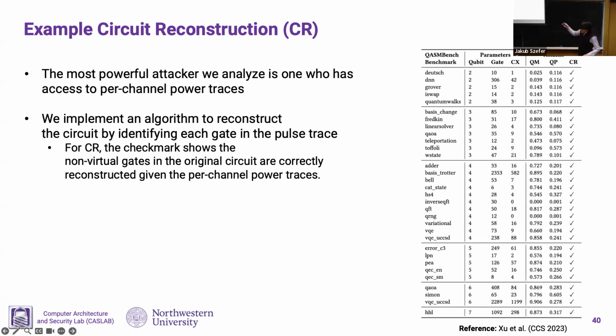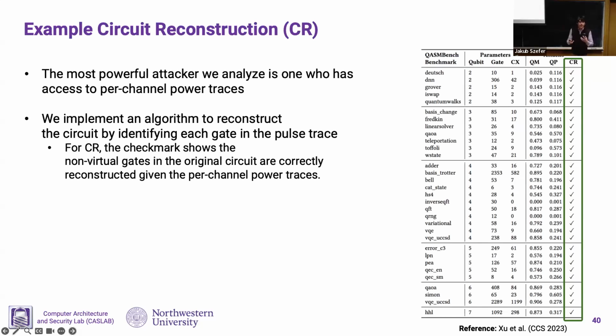And for the circuit reconstruction, that's more difficult. But if you have the per channel power traces, maybe that's kind of obvious. If you have the information about per channel power traces, then you can basically reconstruct the whole circuit, because you can identify each quantum gate. So as you have more access, you could even identify the whole circuit.